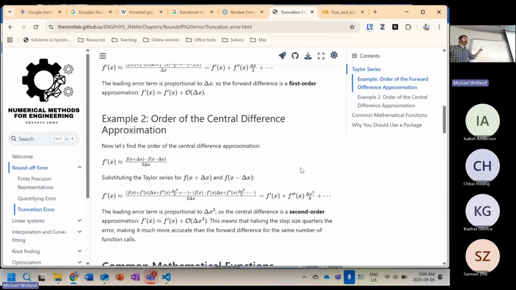Note, we have not called the function any more times. Sometimes these functions are costly to call. This took 2 function evaluations, 1, 2, divided by that step. This one takes the exact same number, 1, 2, divided by the step, but we've got a mathematically better answer, right? This is the magic of all these methods.